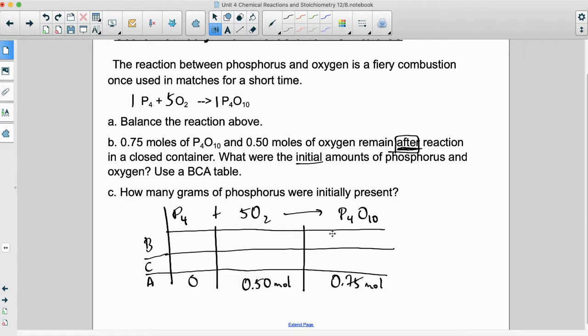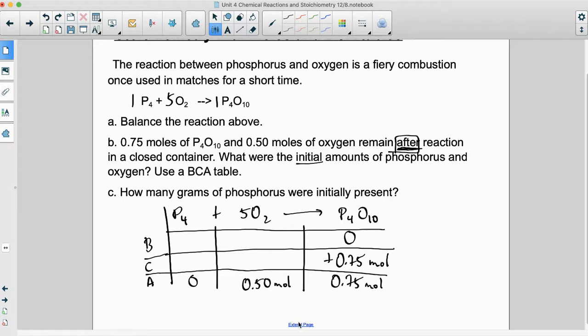And then we want to work backwards to get these initial amounts of phosphorus and oxygen. So we know that initially there should be 0 product in the beginning, if we start out with these two things. So we know that this change line here has to be 0.75 moles. All right, so now that we have this one change quantity, we can fill in the rest using stoichiometry.